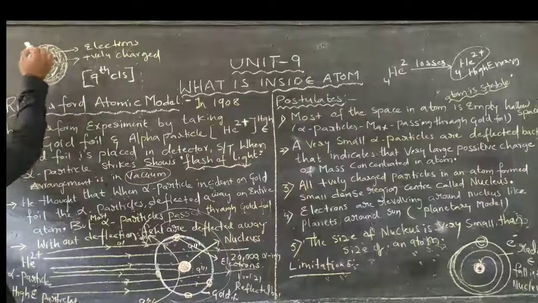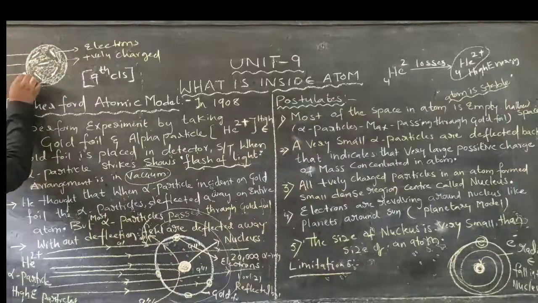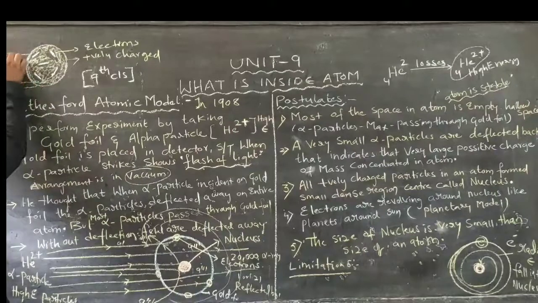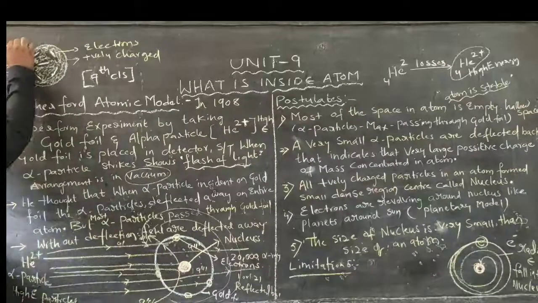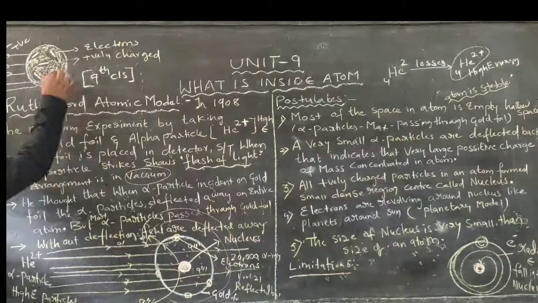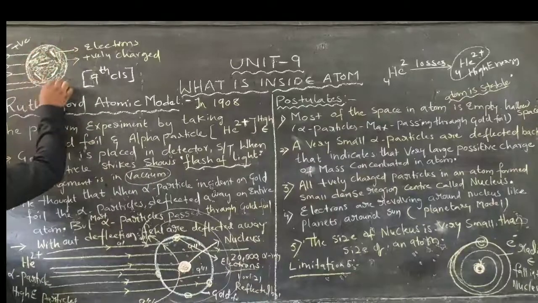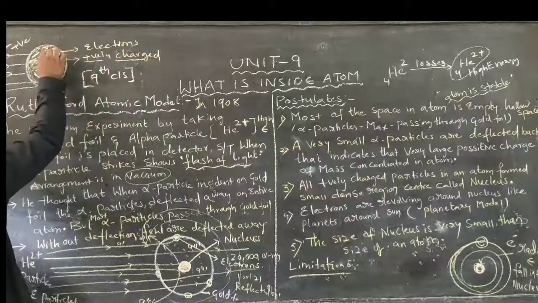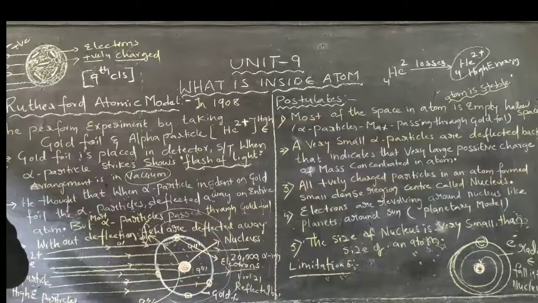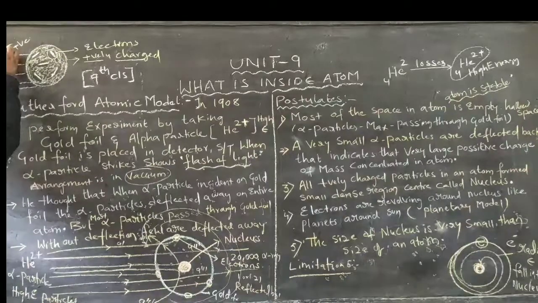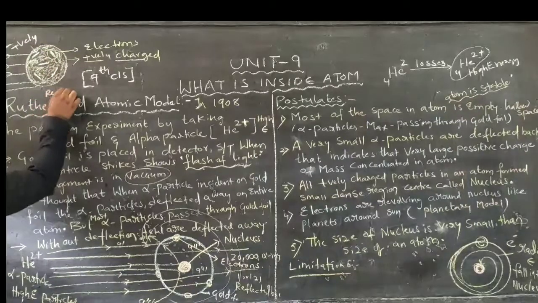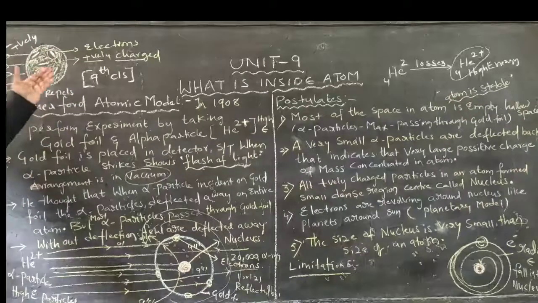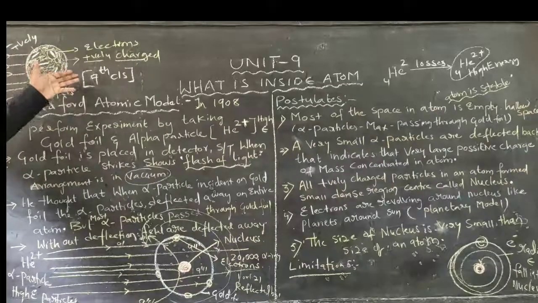So, if it is an atom there, and I am allowing alpha particles to be incident on its surface, then what happens? All alpha particles are what charged particles? Positively charged particles. The atom is also totally covered with positively charged particles in which electrons are embedded. As alpha particles are positively charged, a repulsion will take place. Due to that repulsion, the maximum number of alpha particles will be deflected back.